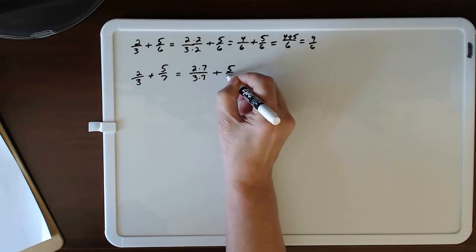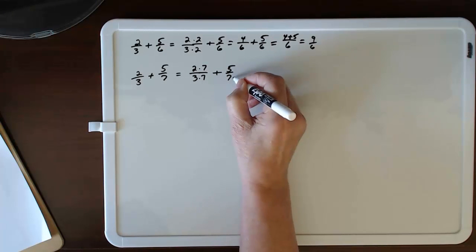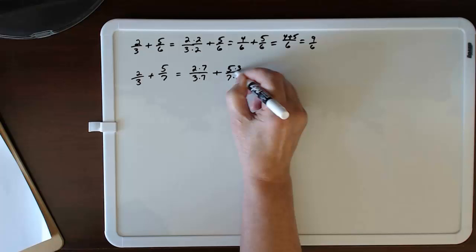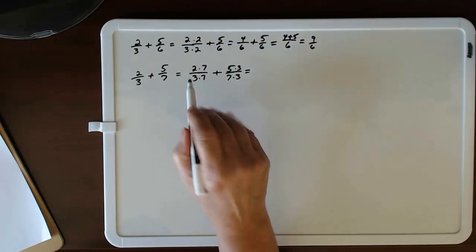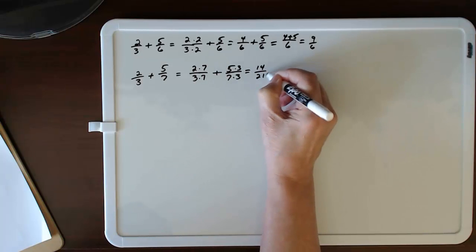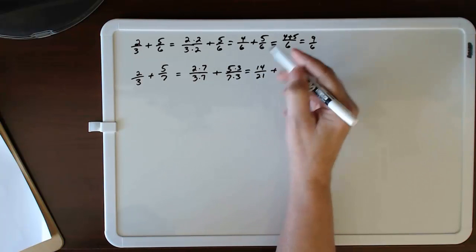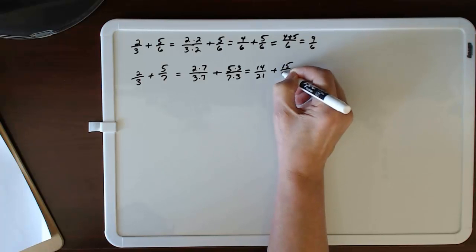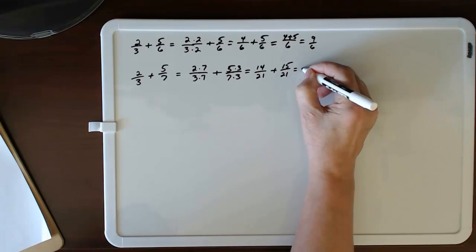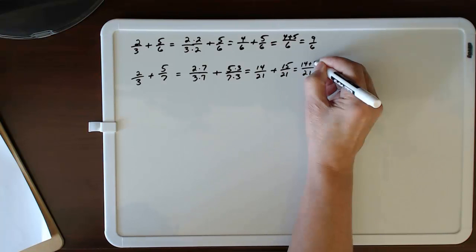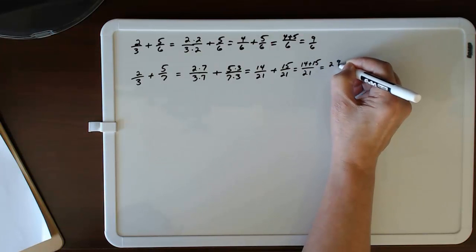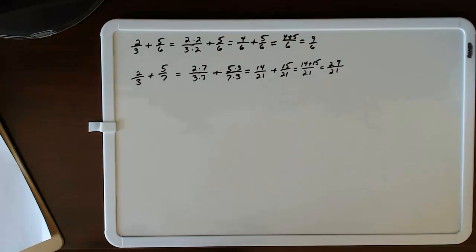Plus 5/7. We know that 7 times 3 is 21, so we multiply 5 times 3 also. Now 2 times 7 is 14 over 21, plus 3 times 5, 15 over 21. And we have the denominator is 21, and we add the numerator. So this is 29 divided by 21.